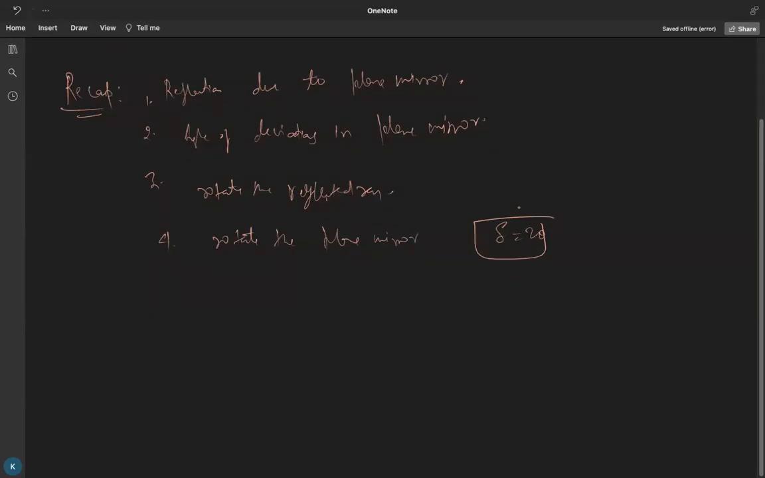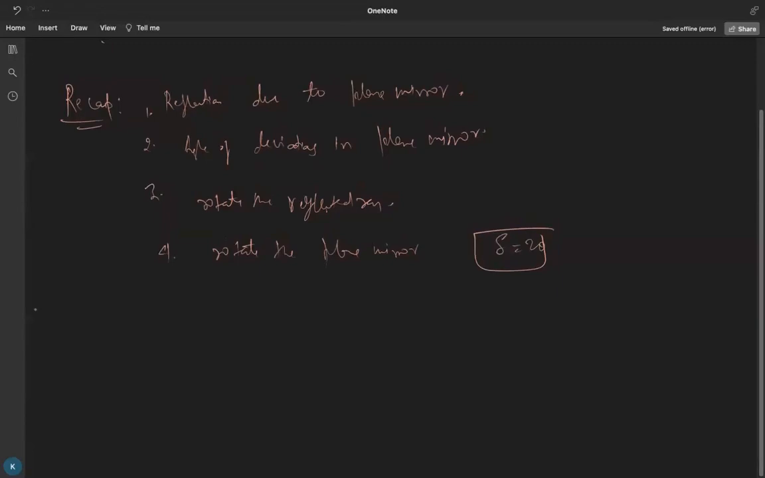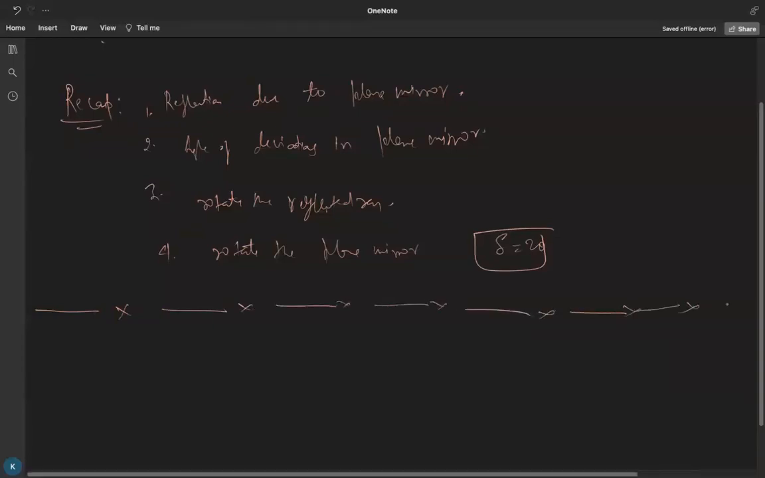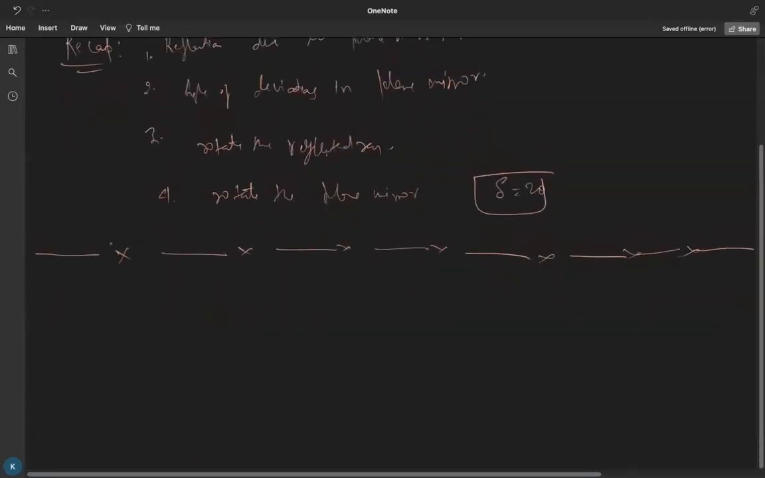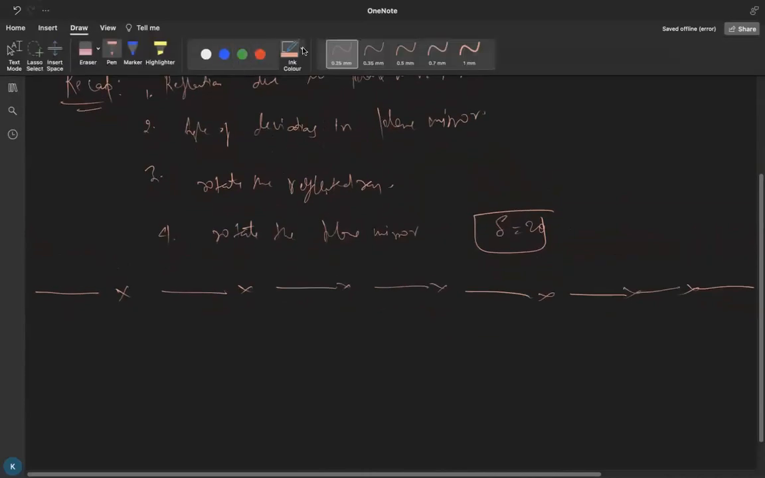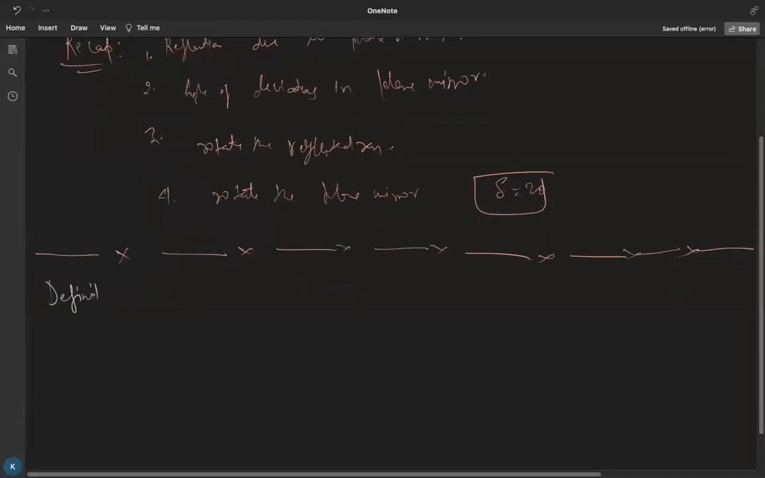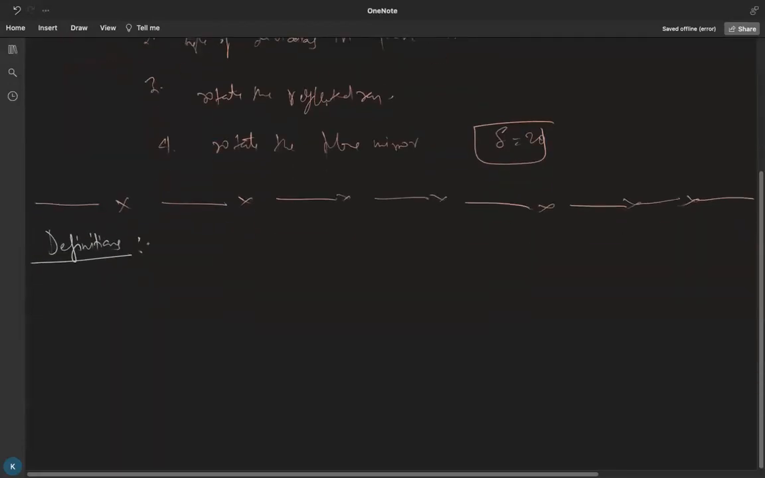Now, in today's class, we are going to discuss some object and image, right? So let's begin today's lecture with some definitions, which will be helpful in your future as well. Okay, so the definitions part.